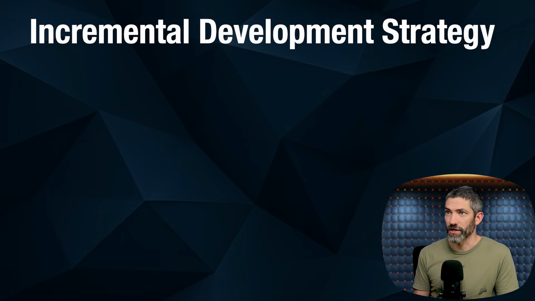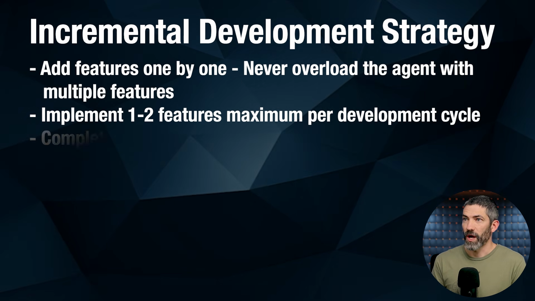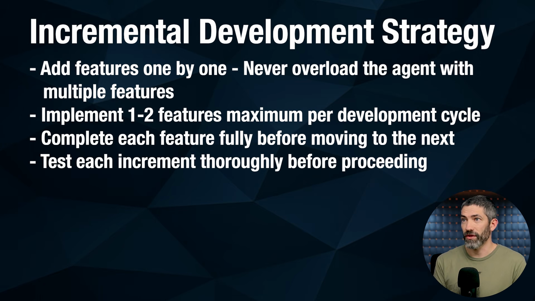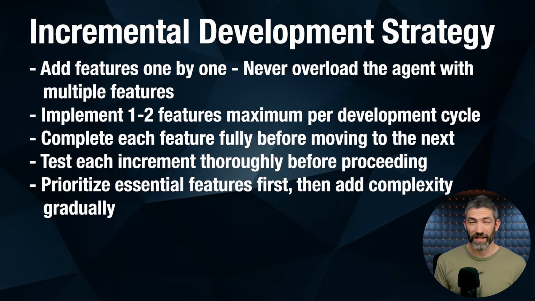Like I mentioned, I did ask for a lot, so I wasn't expecting it to nail everything. But this is a really solid base to work from. I wrote down the changes I need, and they should all be very easy to fix. But just a couple quick tips on how to make changes. So first is to add features one by one. Don't overload it with multiple features, and complete each feature fully before moving on to the next. Just test each one out thoroughly before moving on. And prioritize the essential features first, then add complexity gradually.